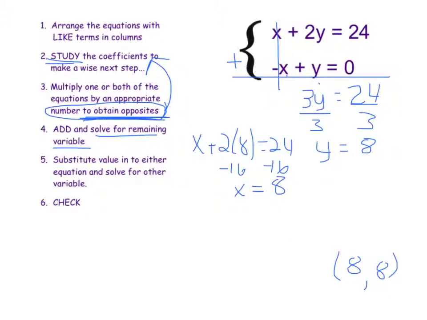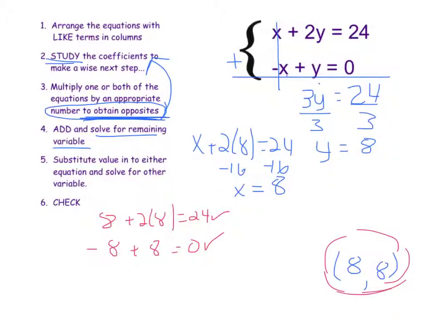But don't forget the almighty check step. There's so many places to make mistakes in these systems that you want to check your work. So I'm going to use the first equation, 8 plus 2 times 8 does indeed equal 24. And then negative 8 plus 8 equals 0. So both of these check out, so I know we didn't do any arithmetic errors.